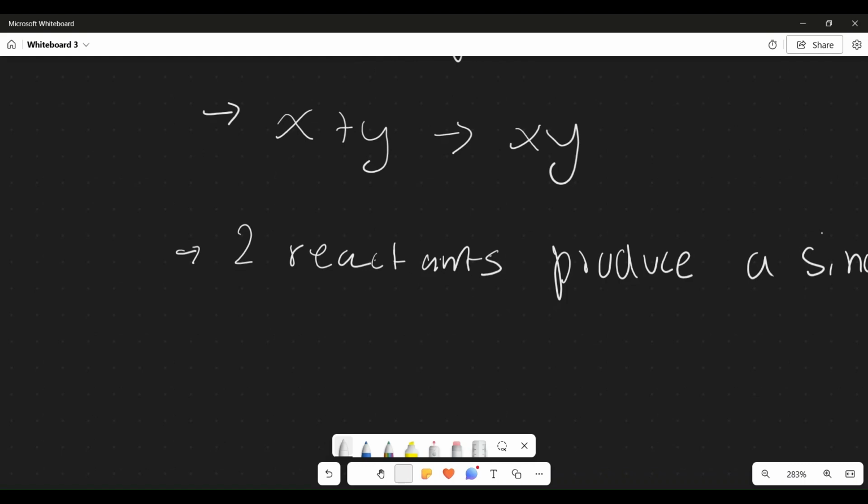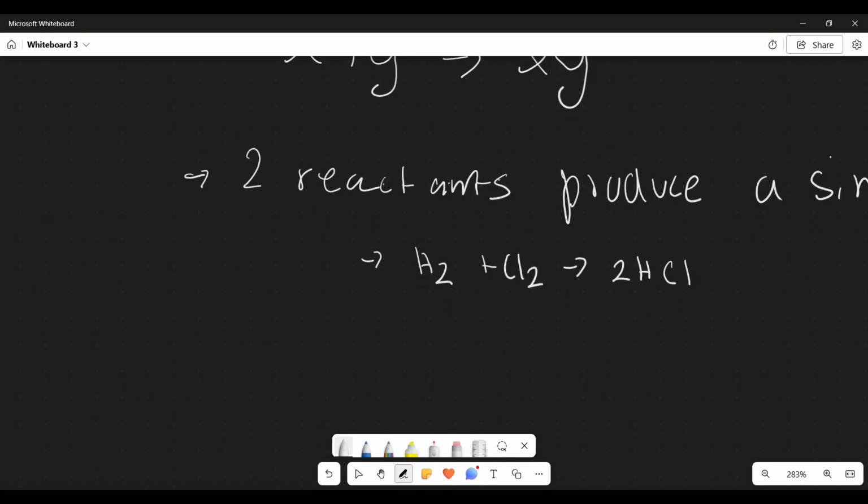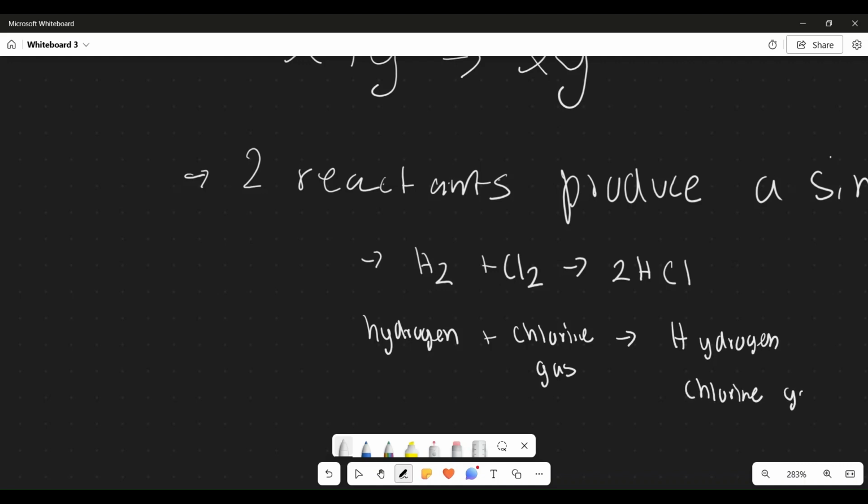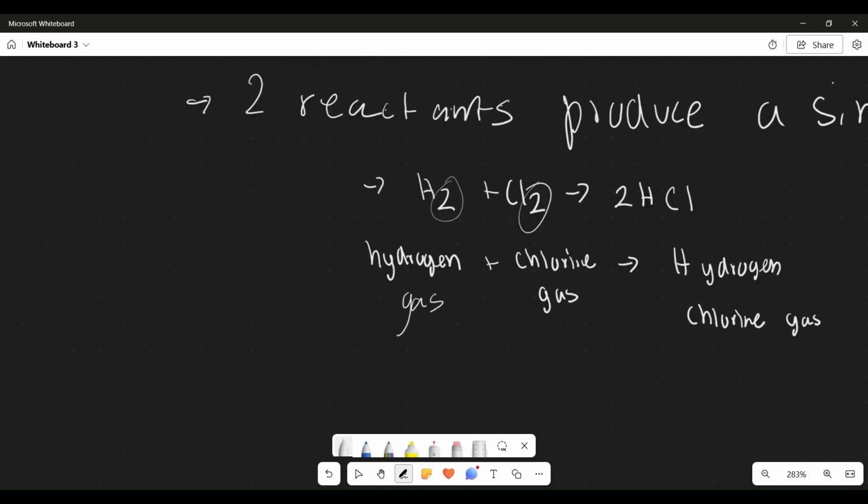An example, H2 plus Cl2 equals 2HCl. Hydrogen plus chlorine gas equals hydrogen chloride gas. If you don't know why I'm saying gas, when there's a 2 down here, it's always gas. Yeah.